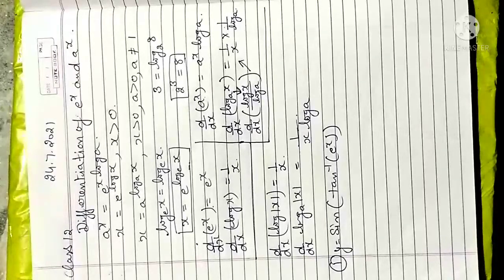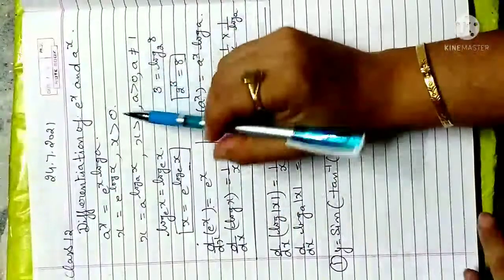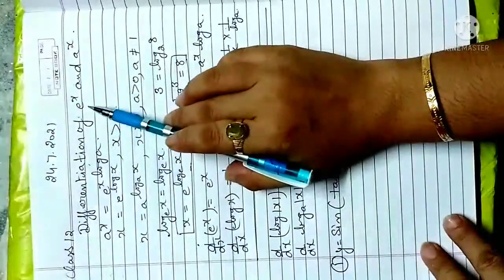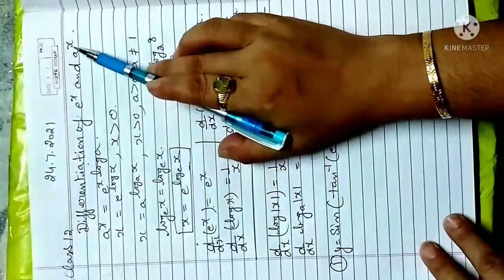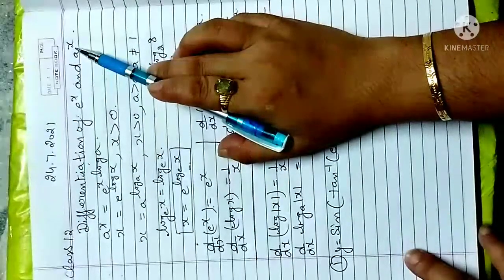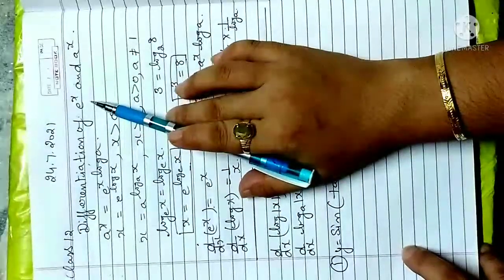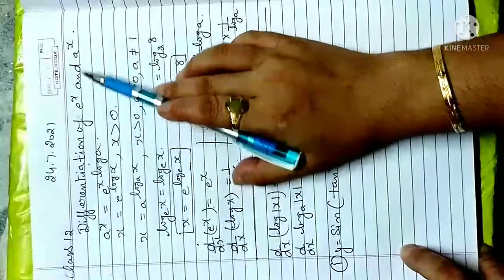Good morning everyone. Today we will start with differentiation of exponential functions. So we have two types of exponential function, differentiation of e raised to power x and x raised to power x. First, what is another form if we write e raised to power x and x raised to power x?